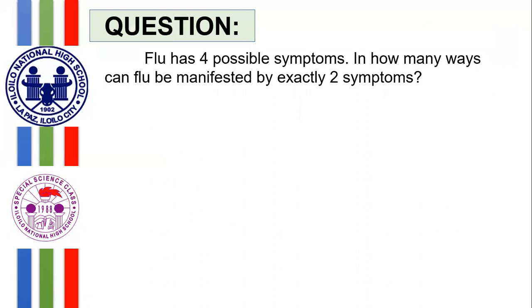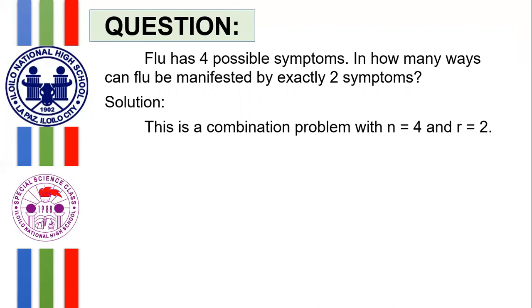Now, going back to the example I presented earlier, we know that flu has 4 possible symptoms, again, basing on the ad. In how many ways can flu be manifested by exactly 2 symptoms? So we could see from here that this is in fact a combination problem with n equals 4 because there are 4 symptoms all in all, and R equals 2 because the symptoms may occur 2 at a time.